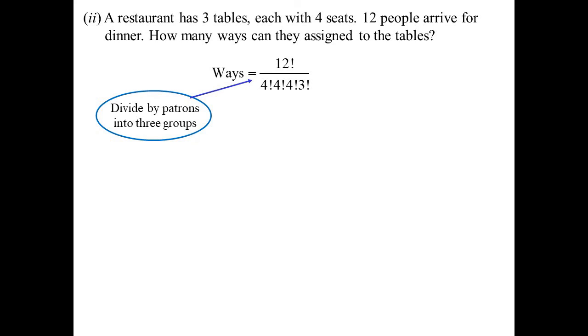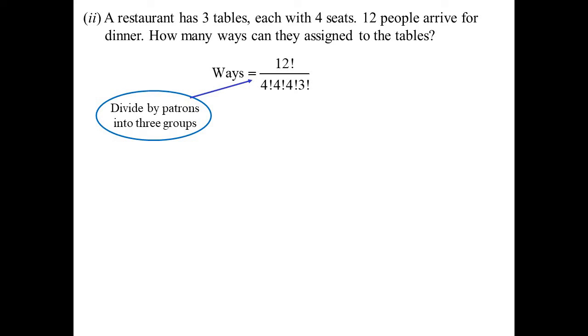We go to a restaurant. The restaurant's got 3 tables. Each of them has 4 seats. 12 people arrive for dinner. How many ways can they be assigned to the tables? Here's a subtle difference, because what I would do is this. Well, there's 12 people. I'm going to arrange them in 3 groups of 4. So 12 factorial over 4 factorial, 4 factorial, 4 factorial, but then 3 factorial.